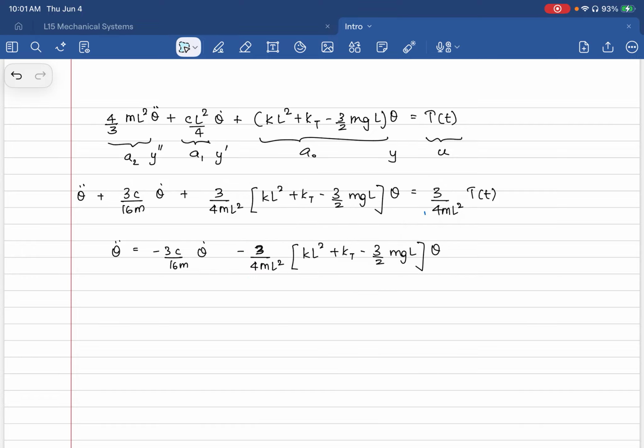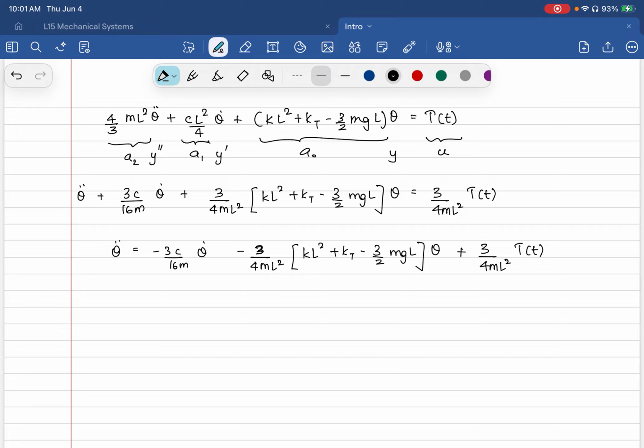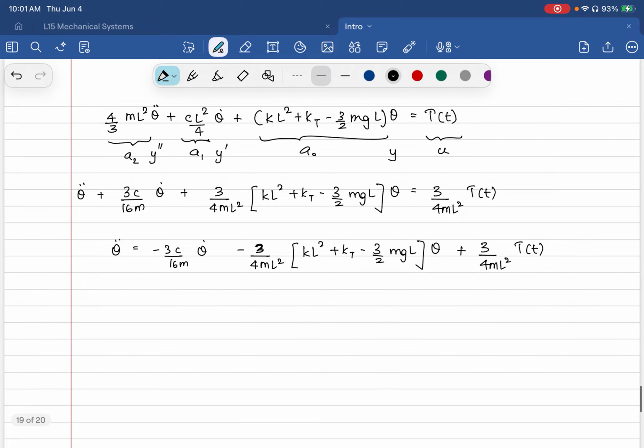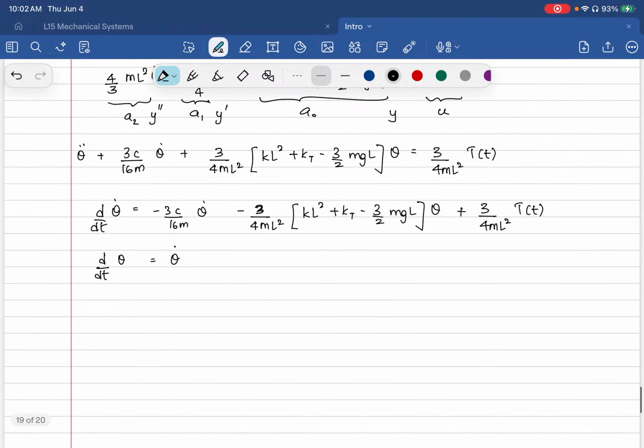And then plus this over here. And we have one state variable as theta dot, which is being differentiated. So if I were to write this, I would write it as d/dt of theta dot is equal to this. And then d/dt of theta is equal to theta dot.